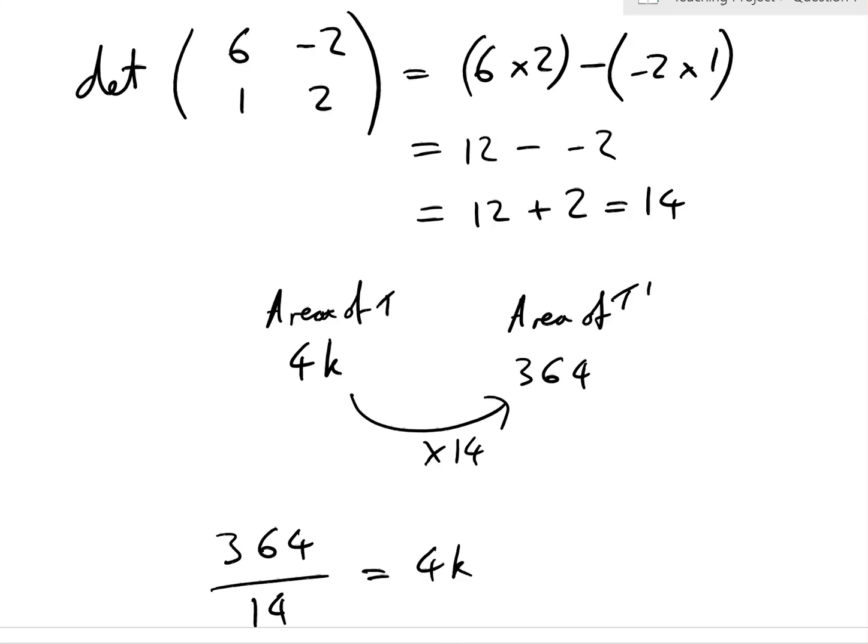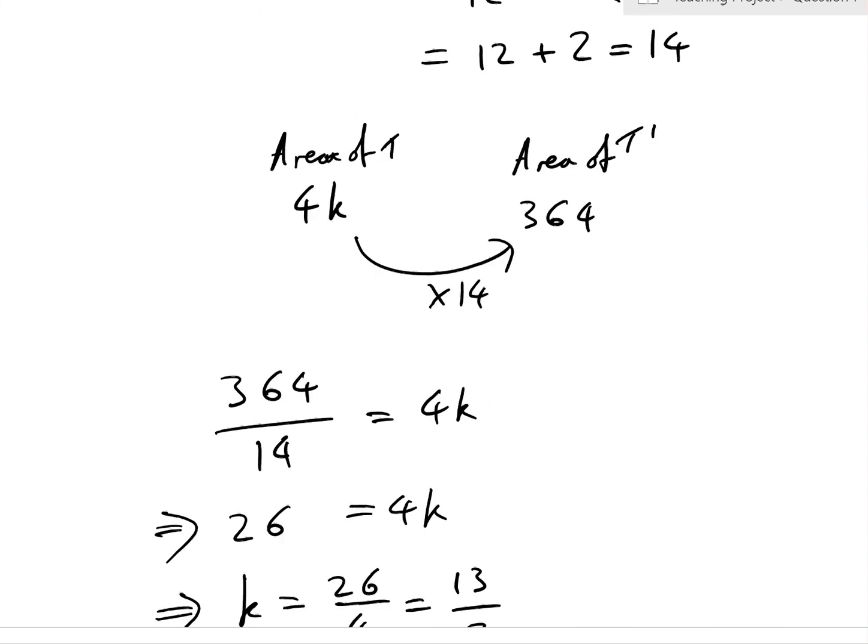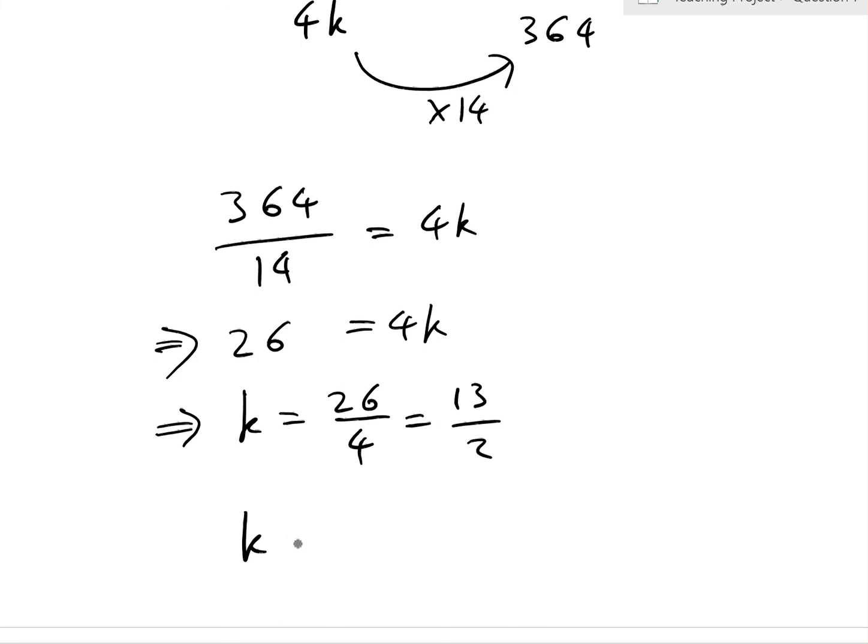But remember that K could also be negative. So it could be 13 over 2, but it could also be down here as well. There's no reason why it can't be. So K can equal positive or minus 13 over 2. Positive or negative 13 over 2.